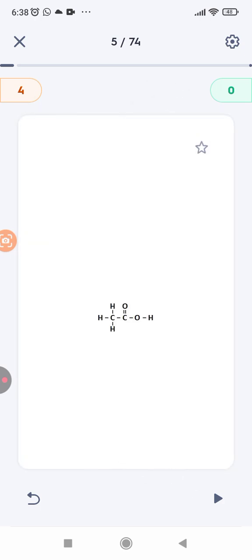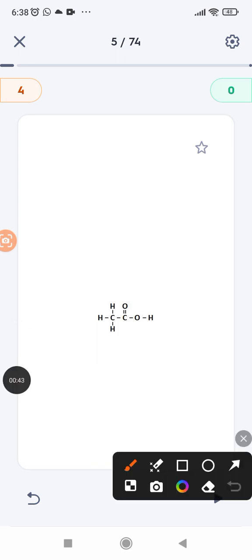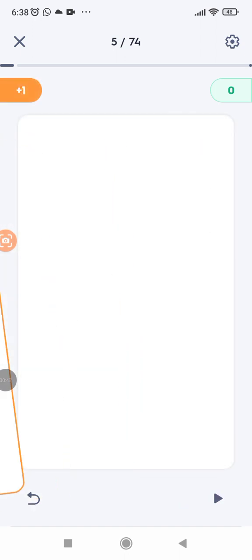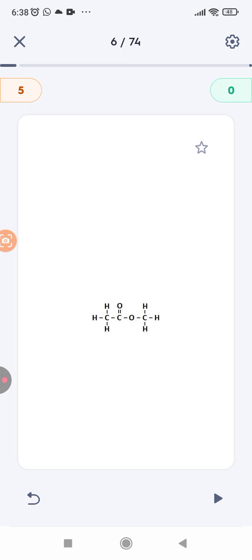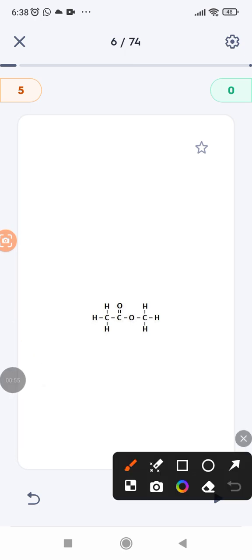Now next we see the carboxylic acid. This one is a carboxylic acid. Here we can see the functional group carboxylic acid. Now ester. Here we can see the ester linkage. This is the ester linkage.